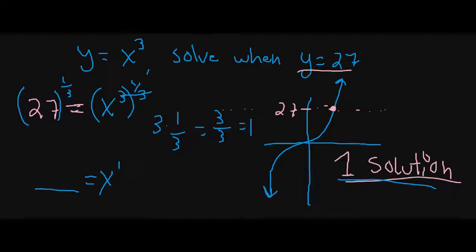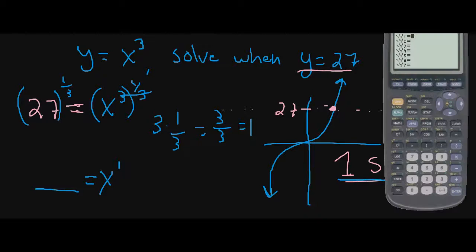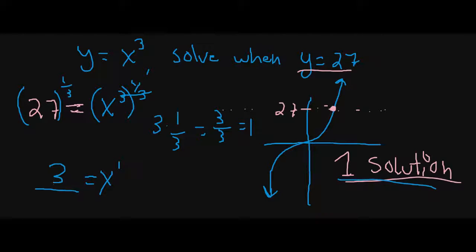All right, now you can use your calculator, right? For example, you grab the calculator over here, and we can do 27 raised to the, and we put parentheses, 1 divided by 3. And we're going to get 3. So we know our answer is 3.